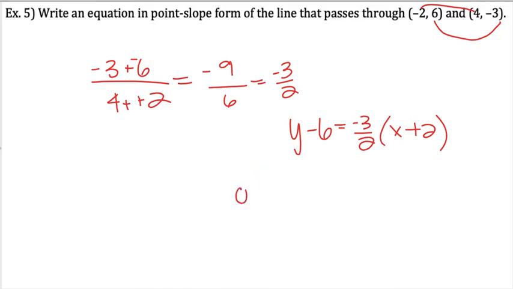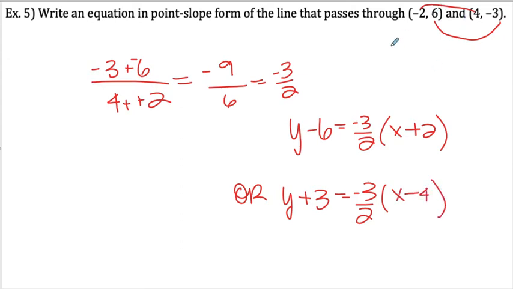Now, we have this equation, or we can use the second ordered pair for a second equation. And we would have y plus 3 equals still the same slope of negative 3/2 times x minus 4. So double checking, the 6 went in the y spot, then -2 turned into positive, 3 went in the y spot, and 4 went in the x spot. So both of these would be options for your equations.